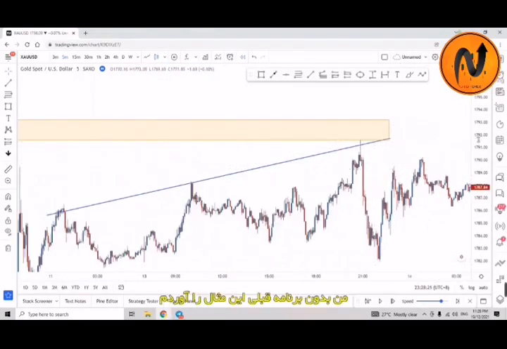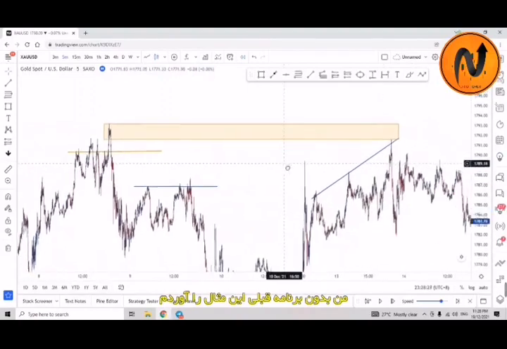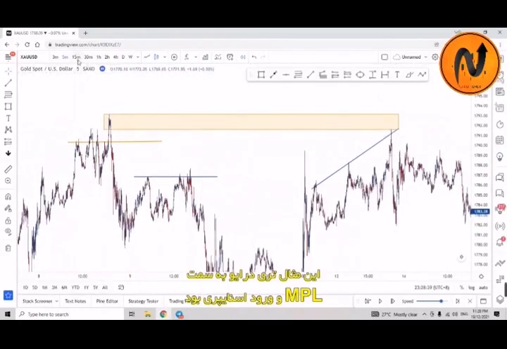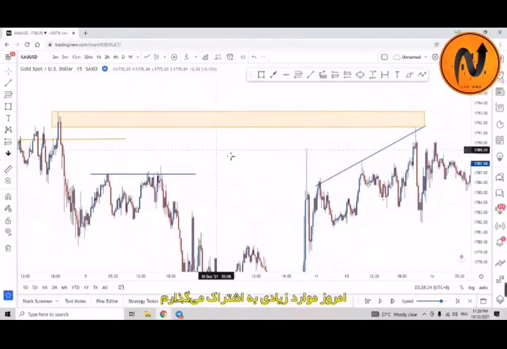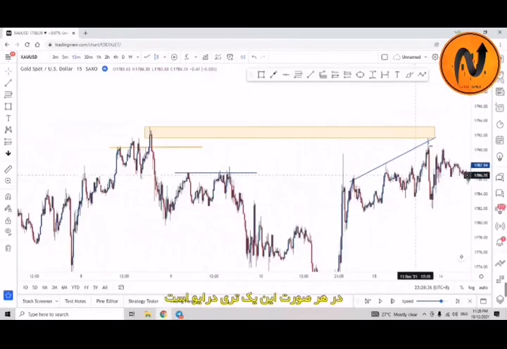Yep, I didn't pre-plan anything of this. So this is a 3-drive MPL, of course, with a sniper entry. Sharing a lot of things for you today. So anyways, this is a 3-drive.